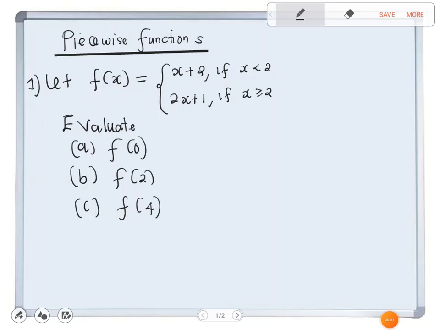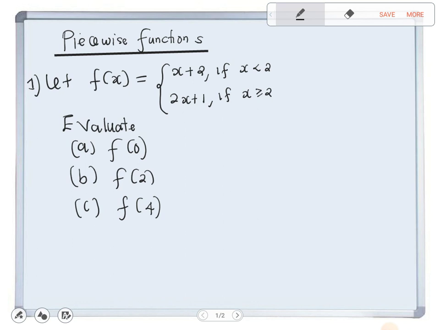Okay, so let's look at piecewise functions. It's a very important component of functions. All right, so it says let f of x be equal to x plus 2 if x is less than 2, and 2x plus 1 if x is greater than or equal to 2. Evaluate f of 0, f of 2, and f of 4.